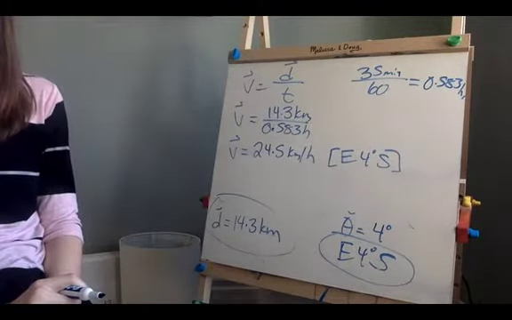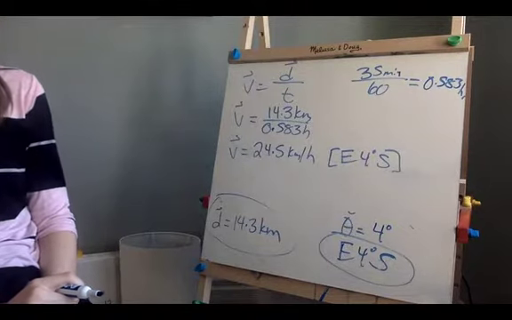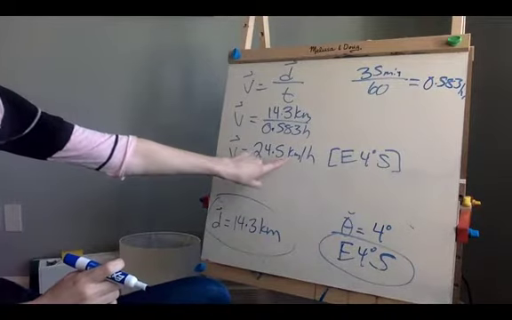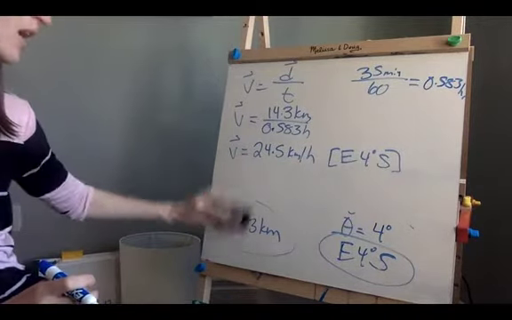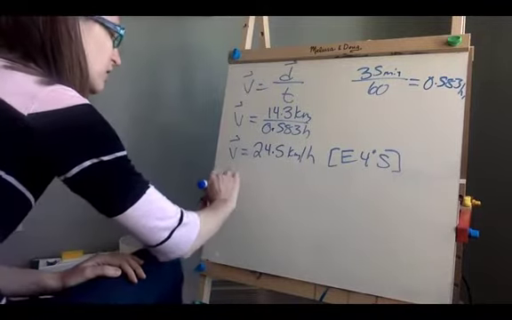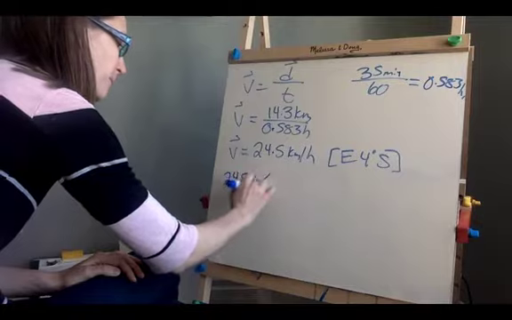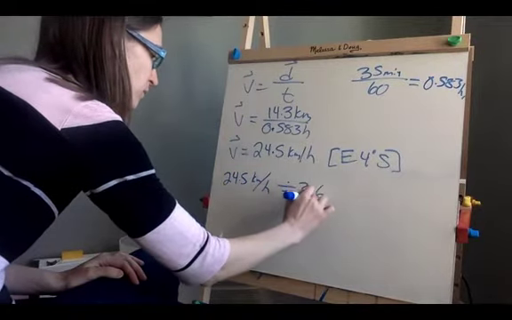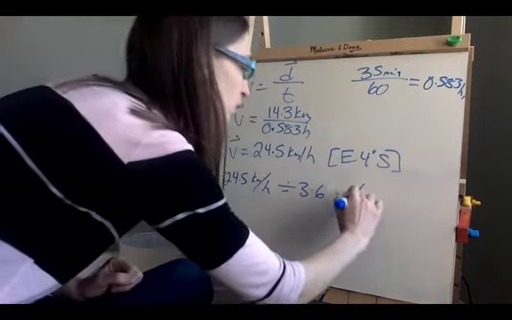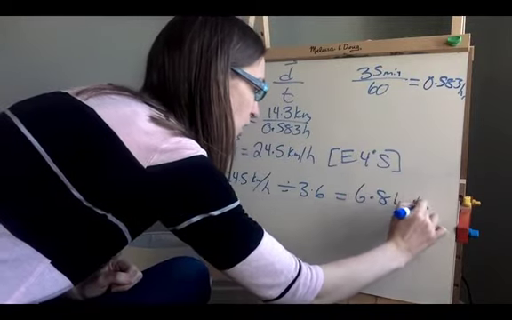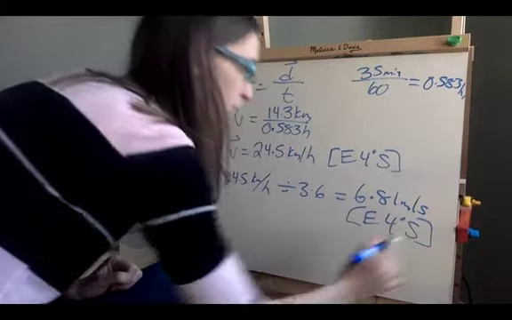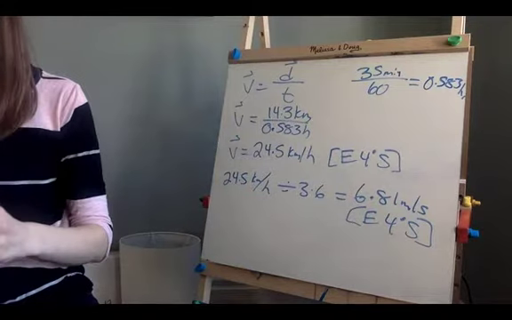Okay, and our other option that it asked us for was what was it in meters per second. So again, you can just take your value that you got from kilometers per hour and divide it by 3.6 to get your values in meters per second. And you end up getting a value there of 6.81. Right, and then that again was at that east 4 degrees south. Okay, so those are your two values.